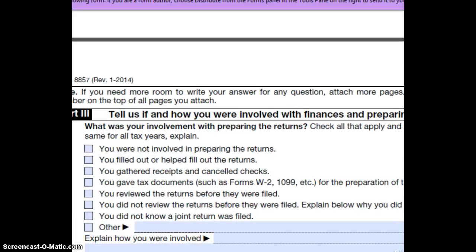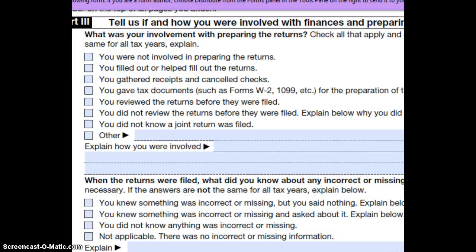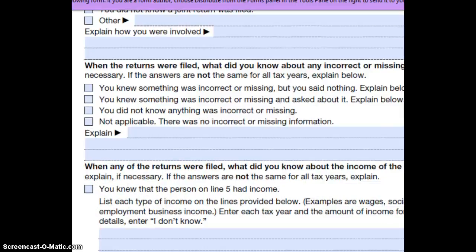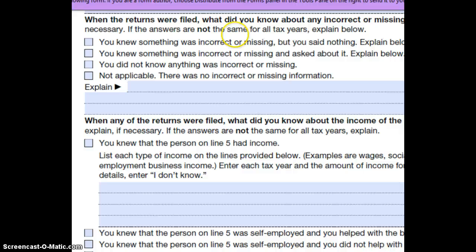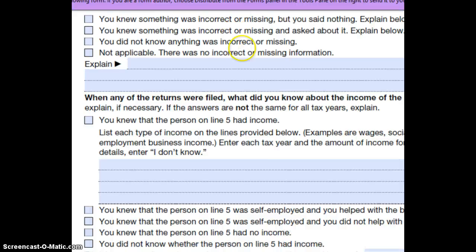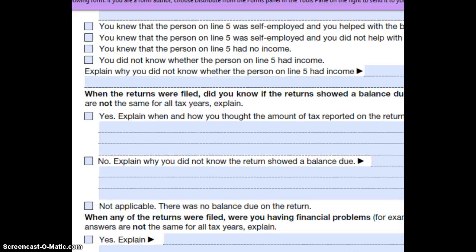All right, so now the IRS is asking you for a bunch of things. How involved were you with the preparation of the return? And again, really what they're looking for here, I think, is information that would tell them that you had enough reason to know. And when they were filed, did you know about any incorrect or missing information? So again, did you know about the missing information or the incorrect information? They're sort of looking for things that are going to tell them you don't qualify for relief. And what did you know about the income? Again, did you know about the source of the understatement, or did you know that there was a tax liability? And did they show a balance due?